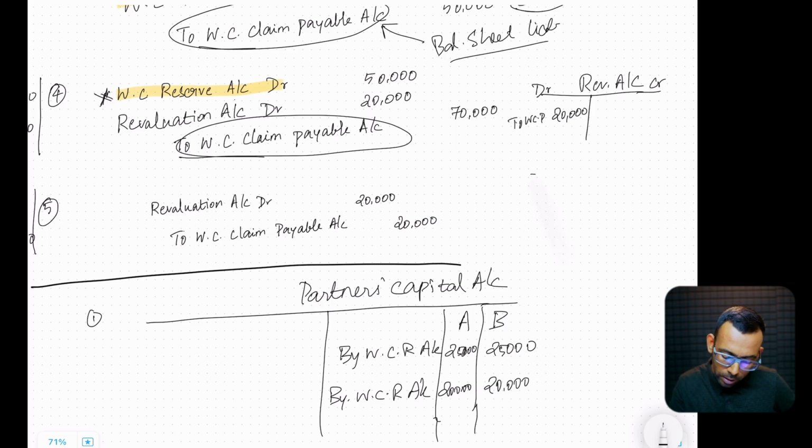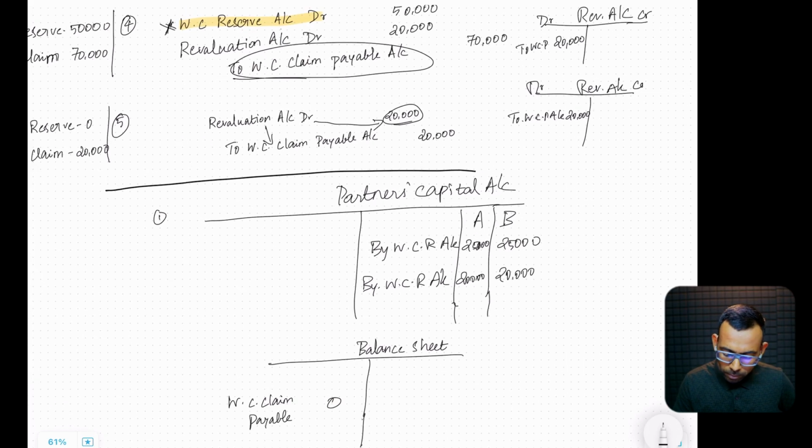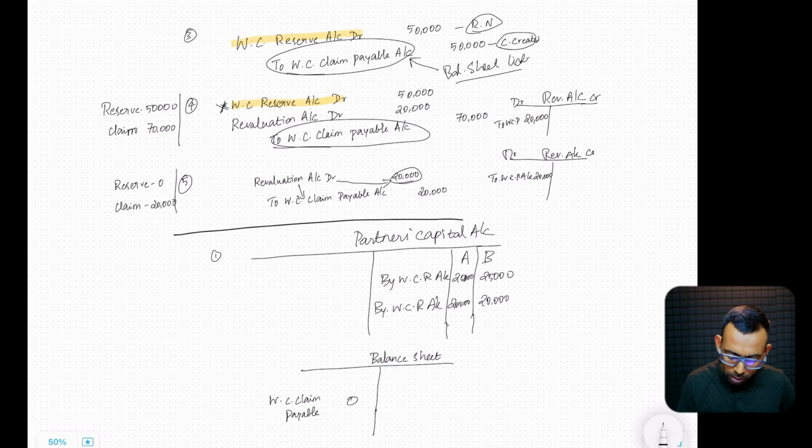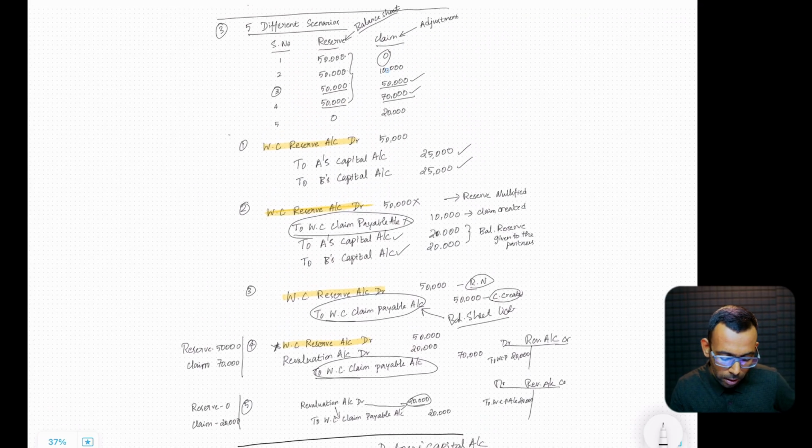And similarly for this scenario also you will do the same account posting. You will go to the debit side and you will write to workman claim payable account. The amount you have to see is whatever amount is against the revaluation account, whatever is on the opposite side. So these are the ledger postings and balance sheet postings for all the scenarios that we came across today.